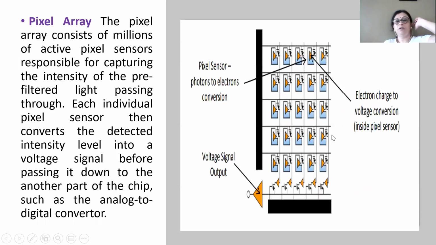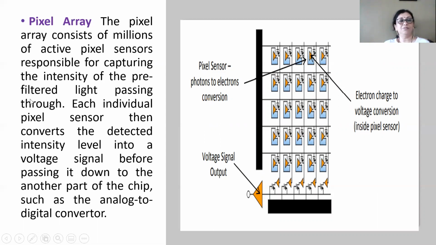Now let us move to the next component of the CMOS sensor, which is the pixel array. The pixel array consists of millions of active pixels. Why is it called an active pixel? Because it comes along with the amplifier, and because the amplifier is an active device, it is called an active pixel. Each pixel is responsible for capturing the intensity of filtered light.